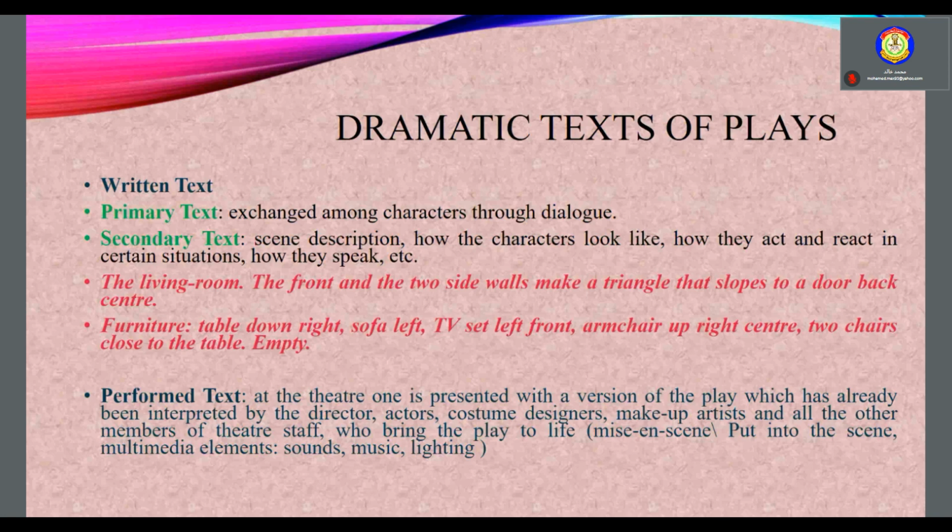The secondary text includes scene description, how the characters look, how they act and react in certain situations, how they speak, etc. Here I have an example from a certain play. Now, the writer in this example is describing the stage, the milieu, the setting. Now, the setting is a living room. The front and the two side walls make a triangle that slopes to a door back center. Furniture: table down right, sofa left, TV set left front, armchair upright center, two chairs close to table.